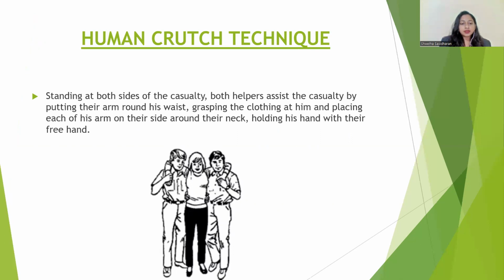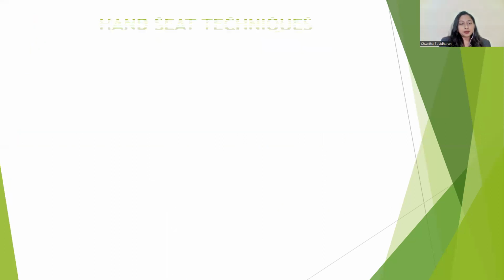Standing at both sides of the casualty, both helpers assist the casualty by putting their arm around his or her waist, grasping the clothing, and placing each of the casualty's arms around the neck of the helper, holding his hand with their free hand. So this is the way you will be using the human crutch technique.